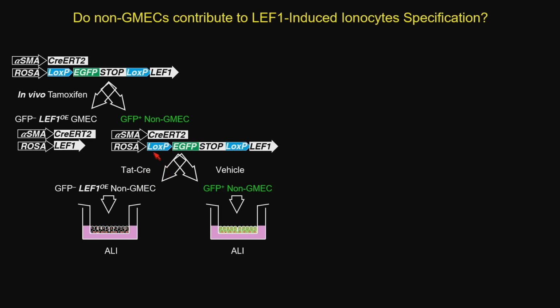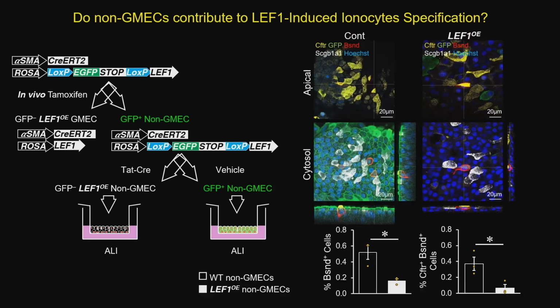We either treated them with TET-Cre, and this will induce Cre recombination in these cells and make them again GFP negative, LIF1 overexpressing, but again, these are non-myoepithelial cells. Or we leave them with vehicle, which will make them controls, GFP positive non-myoepithelial cells. Then again, we differentiated them or polarized an ALI culture, and then stained for, again, BSND and CFTR this time.